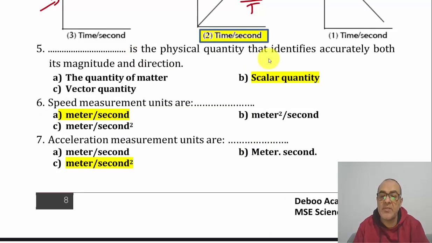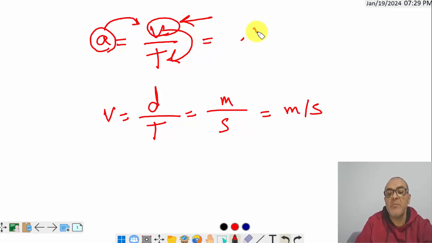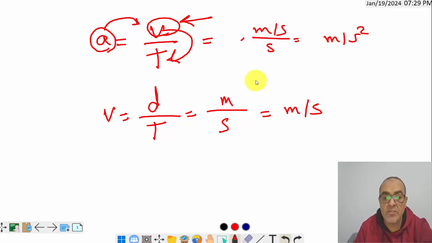The physical quantity that identifies both magnitude and direction is a vector quantity, not scalar. Speed measurement units are, as we said, meter per second. Acceleration is meter per second squared. Velocity equals meter per second, while time is second, so acceleration is meter per second squared.